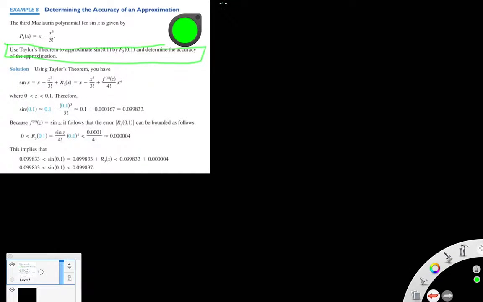First thing we're going to do is write out f of x, which is sine x. And this is the third degree polynomial, so we're going to go all the way to f triple prime of x. The derivative of sine x is cosine x. The derivative of cosine x is negative sine x. The derivative of negative sine x is negative cosine x. And we can stop there because, again, this is the third degree polynomial. So the third derivative, we stop there.